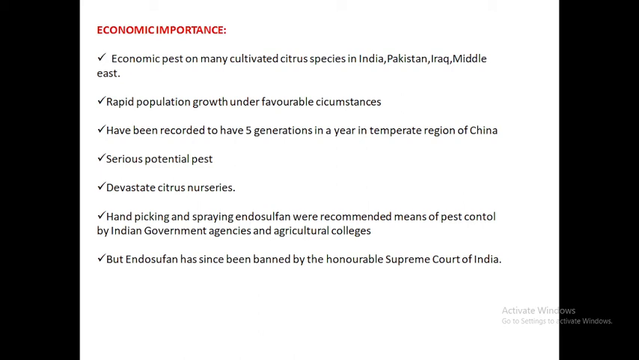Hand picking and spraying endosulfan were recommended as a means of pest control by the Indian government agencies and agricultural colleges. So this is the economically important one. But endosulfan has been banned by the Honorable Supreme Court of India. So alternatives should be there, and we can control this pest by these different types of methods.